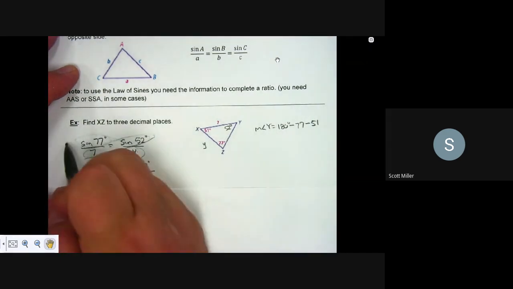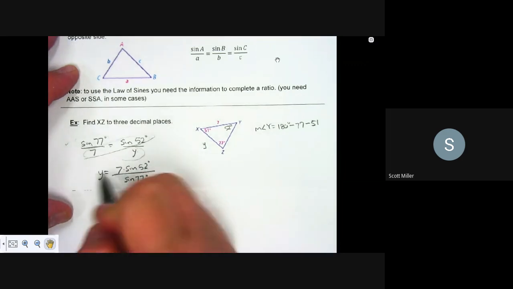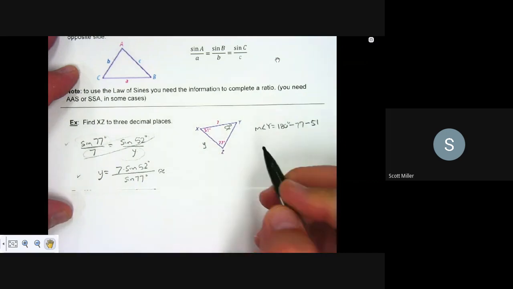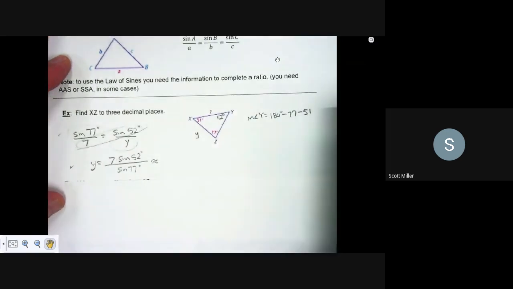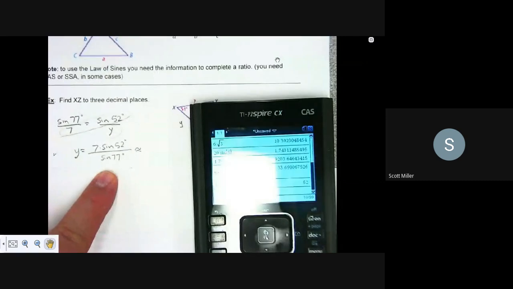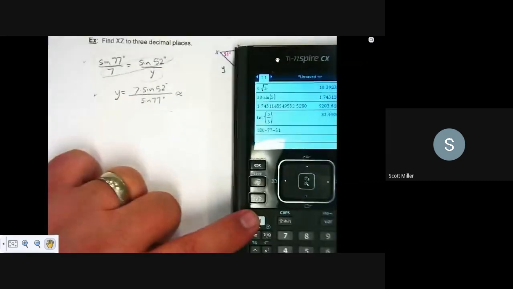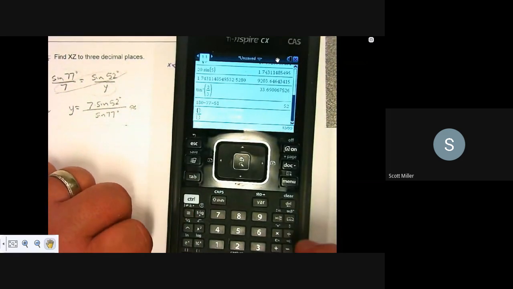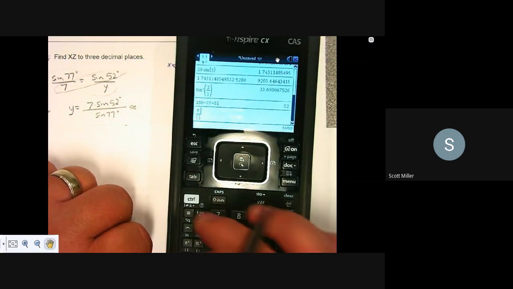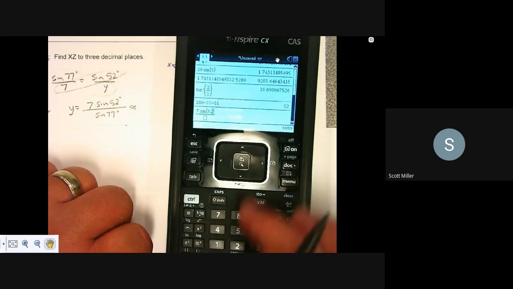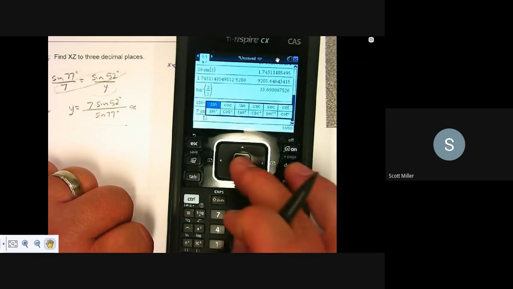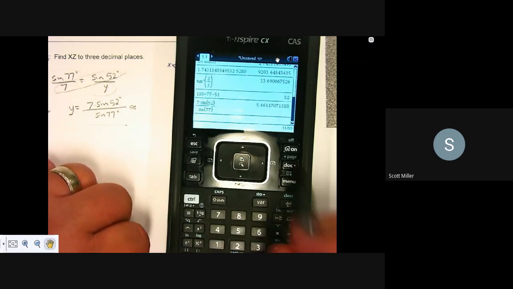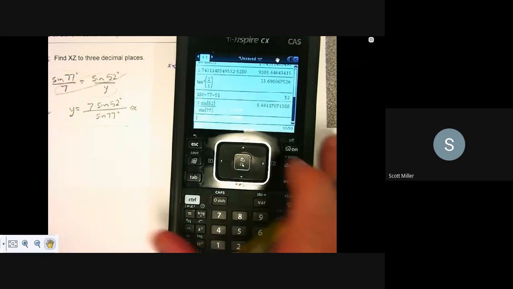When you do work for me, that step is required, y equals is required, and then the last step would be to type this in the calculator and round it to 3 decimal places. So you type it in, use the fraction button on your calculator. So the fraction button, 7 times the sine of 52 degrees divided by the sine of 77 degrees. Control Enter gives me that number right there, which I'm going to round to 3 decimal places.